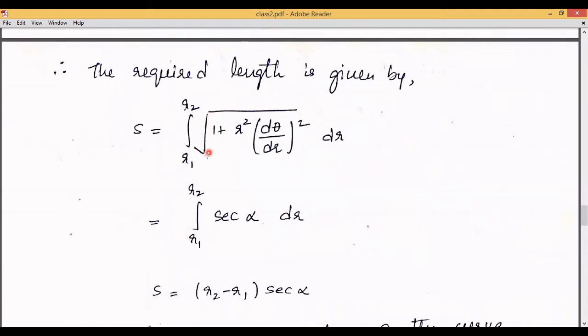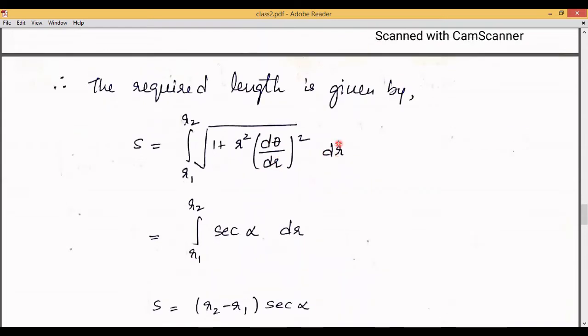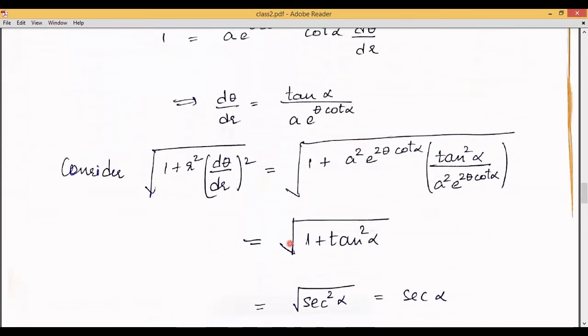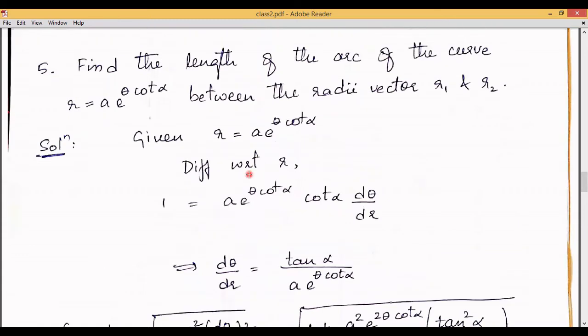Integral r1 to r2 root of 1 plus r square (d theta by dr) whole square into dr. Before that, we need to find what this d theta by dr is. I have written the curve r is equal to a e power theta cot alpha, and I'm differentiating this with respect to r, so that I get 1 is equal to a e power theta cot alpha, and the derivative of this is cot alpha into d theta by dr.